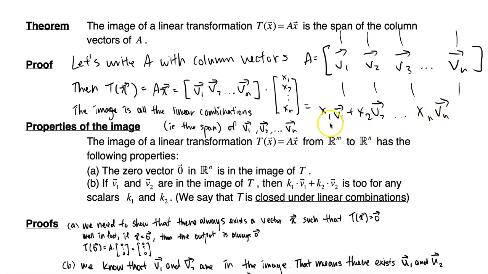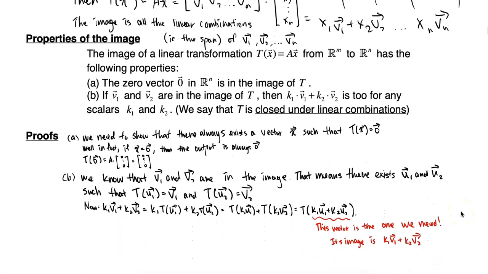So this is very explicitly what the span of the vectors vi is. We can take any number of v1, add any number of v2, add any number of v3, v4, vn. This is really what the span of the vectors v1 to vn looks like. So the image is all the linear combinations, or the span, of v1 to vn.